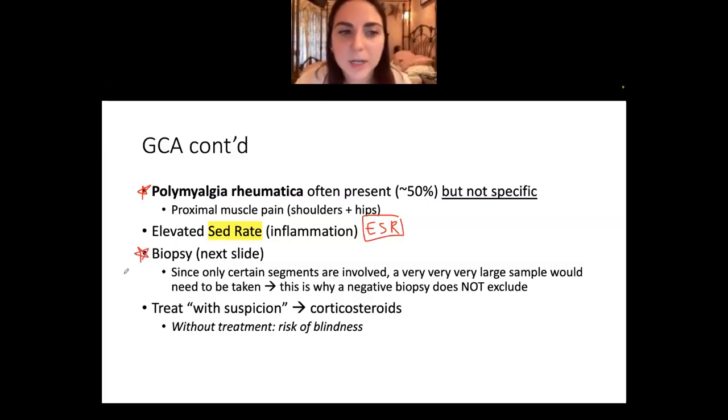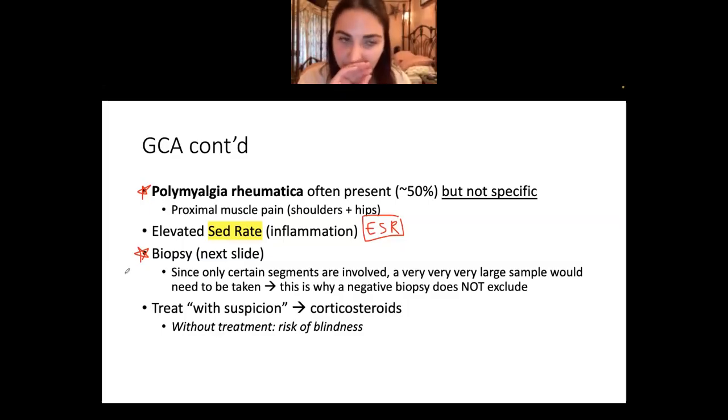Biopsy, this is something that's not going to change for GCA. So again, this is what makes these tricky, the terminology they use. But I'll show you what they're talking about. What's tricky with biopsies, especially with giant cell arteritis, is that not the entire temporal artery is involved, if we're talking about the temporal one.